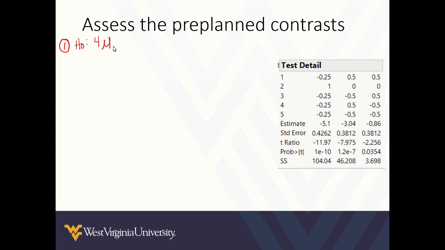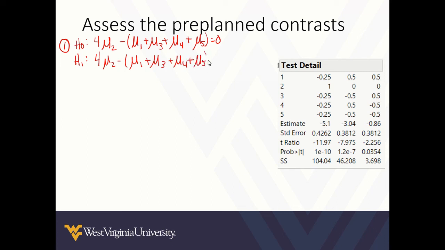4 mu2 minus mu1 plus mu3 plus mu4 plus mu5 equals 0 to the alternative of 4 mu2 minus mu1 plus mu3 plus mu4 plus mu5 does not equal 0. And we were just trying to see if there was a difference that existed.